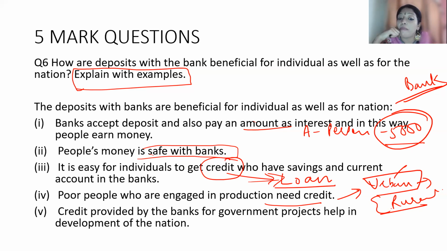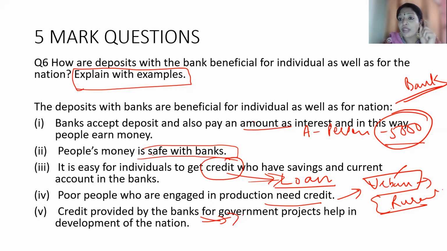Fifth point, credit provided by the banks for government projects helps in the development of the nation. There are banks, for example IDBI Bank, which develops industries, and in rural areas, NABARD. These banks make sure that the country also develops with the help of the government. When the government needs money, it approaches the banks, takes credit from them and develops. I will give you one example for this answer.